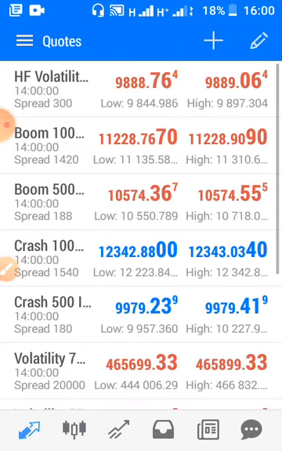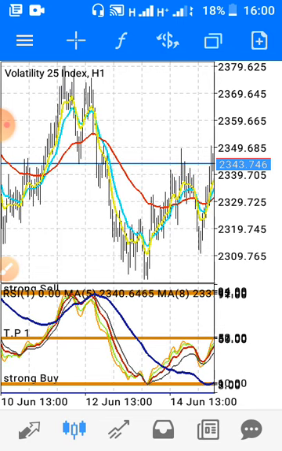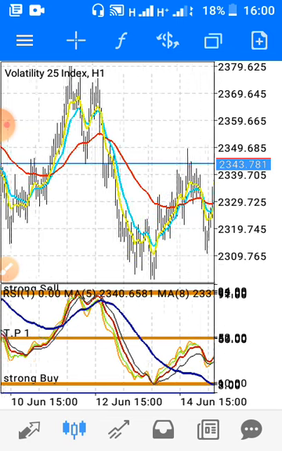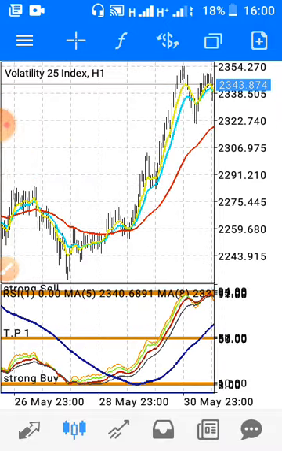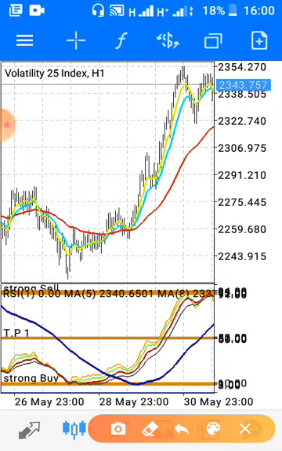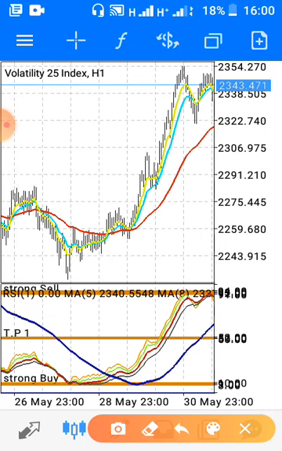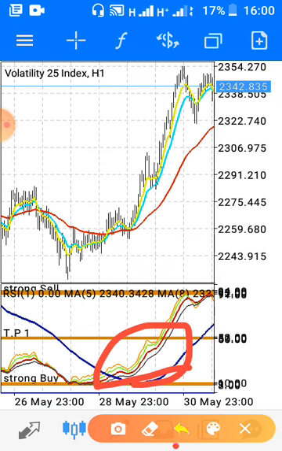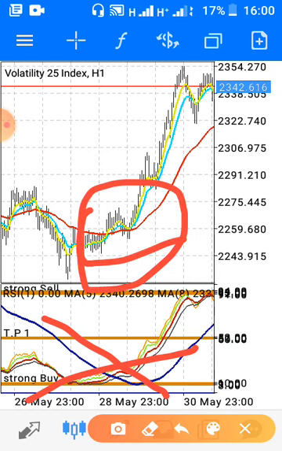Now let's go to volatility 25. You see that the same thing is happening also here. As you can see here, the blue line reaches the overbought region, or the strong buy, or oversold region, or the strong buy region right there. This blue line crosses the other lines there, and the yellow line crosses the red and blue line.